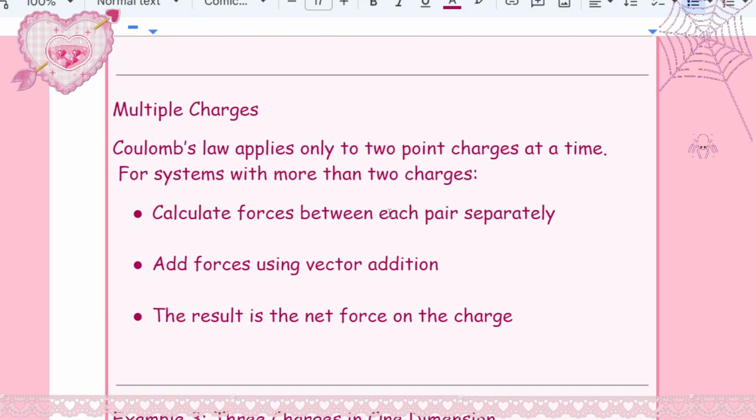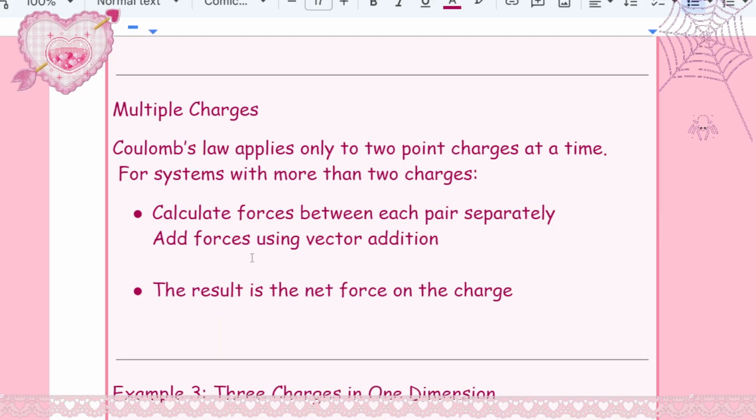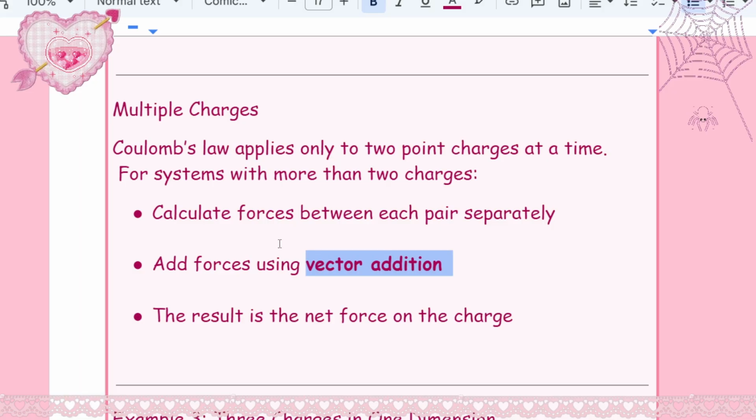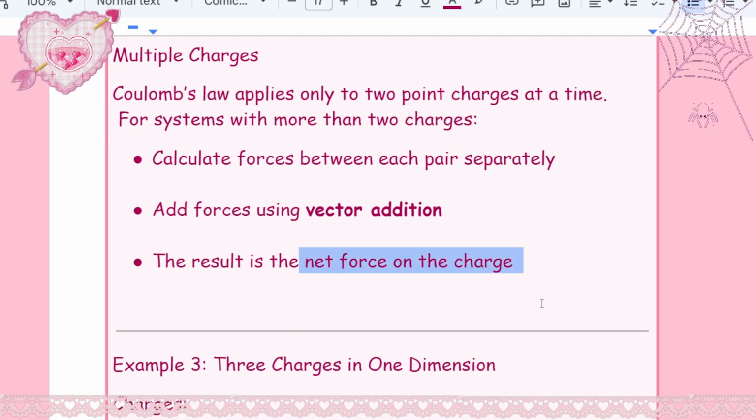Now, what happens if we have multiple charges? Coulomb's law only applies to two point charges at a time, so for systems with more than two charges, we have to calculate the force between each pair separately. This can become tedious, but it's essential in order to tackle these problems. We also want to add forces using vector addition. The result is the net force on the charge.